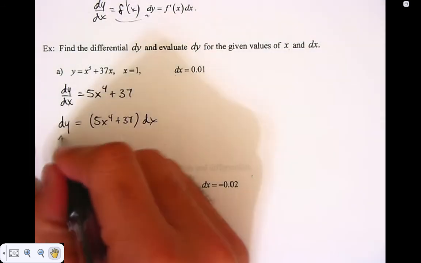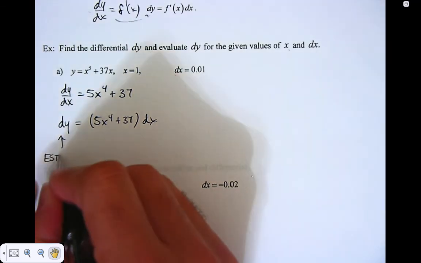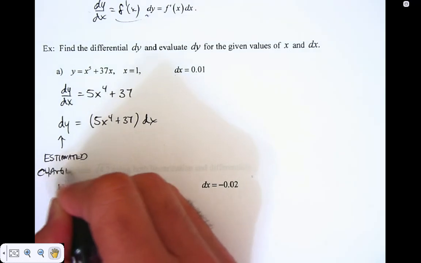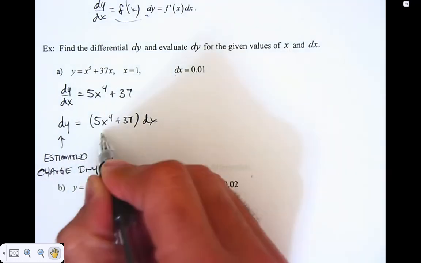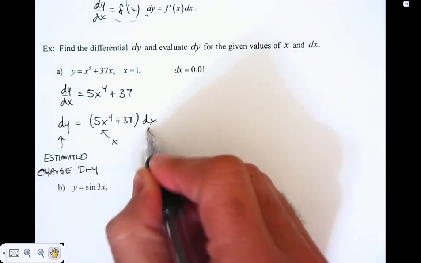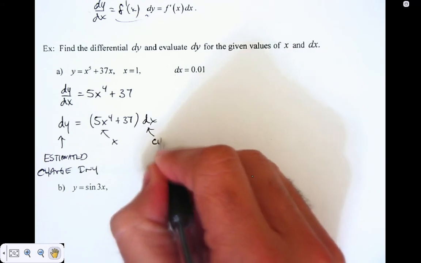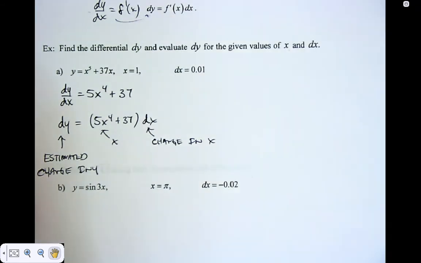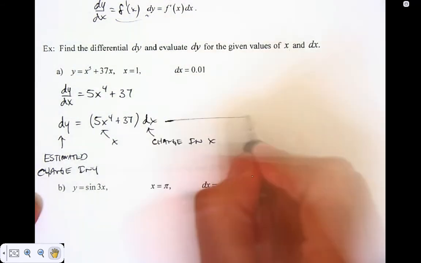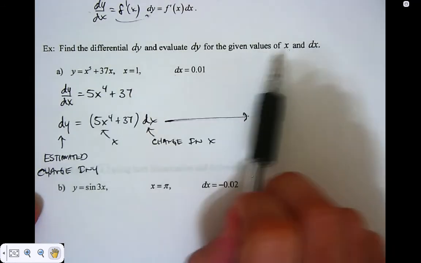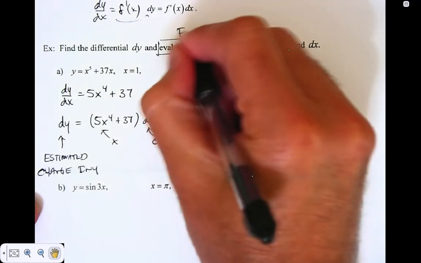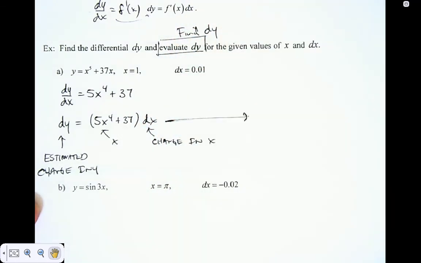So this is the estimated change in y. This is just your x value, and this is your change in x. Okay? And so all we're going to do is use this and say evaluate dy. That just means find dy. Okay, well, we have it.